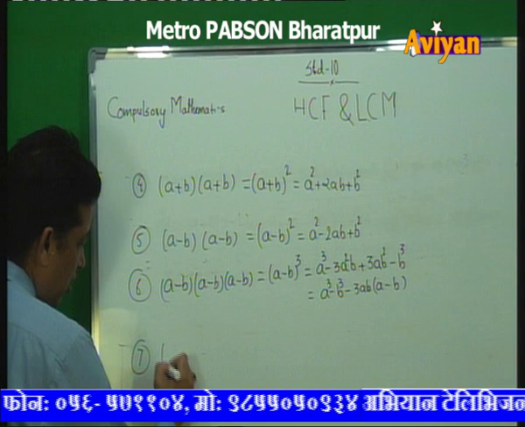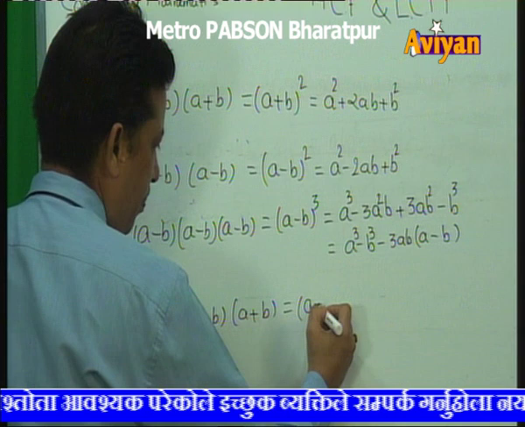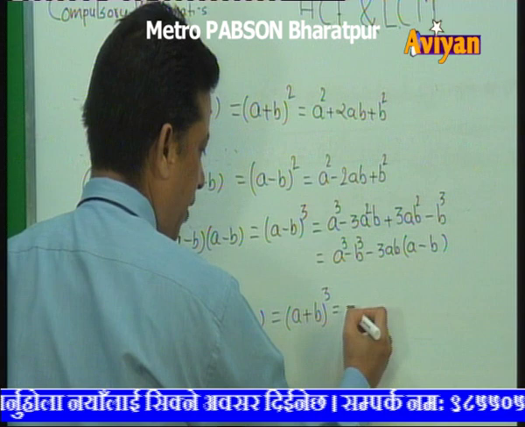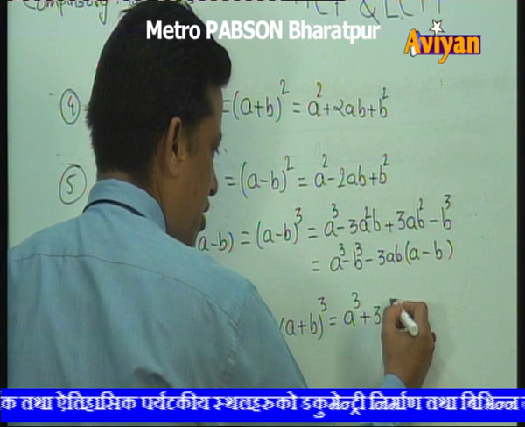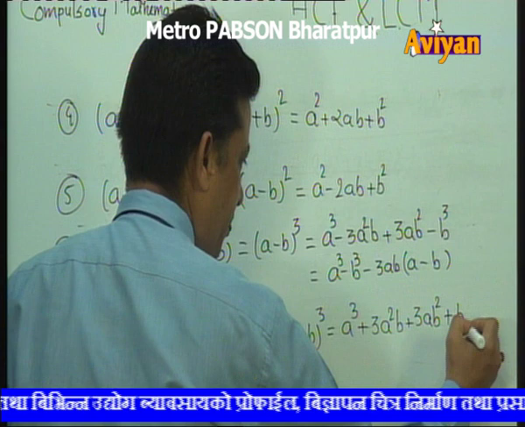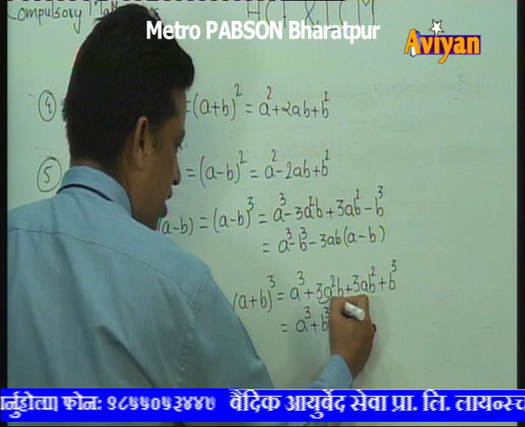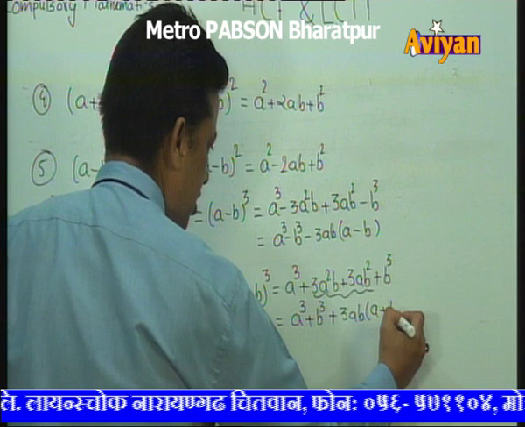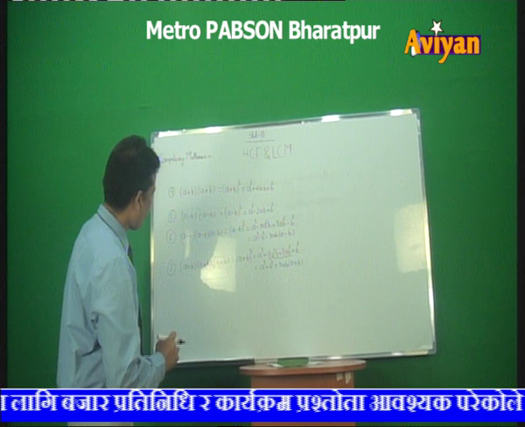Another one, (a plus b)(a plus b)(a plus b) means a plus b whole cube. And its formula, formula means the result, if you multiply 1, 2, 3, you will get this result: a cube plus 3a square b plus 3ab square plus b cube. This can also be written as a cube plus b cube plus 3ab, which is common, times (a plus b). These are the formulas you need, not only in algebra, in other portions of mathematics as well. Now the last one, I want to show you by factorizing.